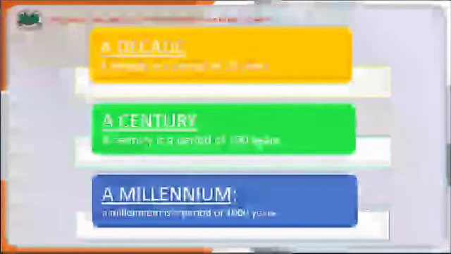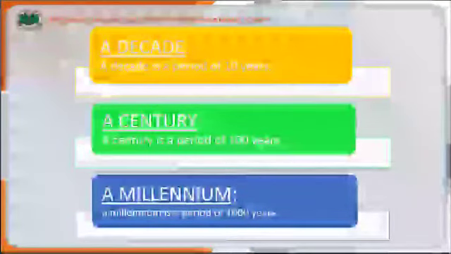Look at this slide. It shows a decade. A decade is a period of 10 years. A century is a period of 100 years. A millennium is a period of 1000 years. I will explain these in the next slide.